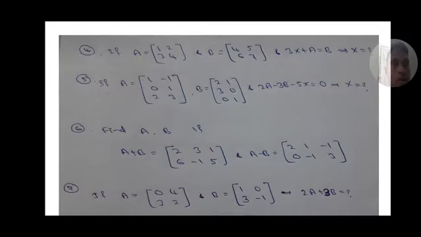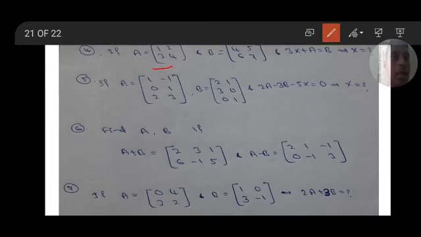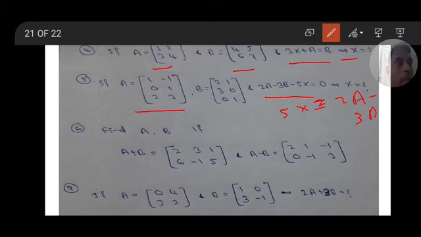Next homework problem. If A equals the matrix 1, 2, 3, 4 and B equals 4, 5, 6, 7, and 3X plus A equals B, then find the X value. Next, A equals 1, minus 1, 0, 1, 2, 3 and B equals 2, 1, 3, 0, 0, 1, which are 3 by 2 matrices, and 2A minus 3B minus 5X equals O. Find the X value. Here we get 5X equals 2A minus 3B, and X equals 1 by 5 into 2A minus 3B.